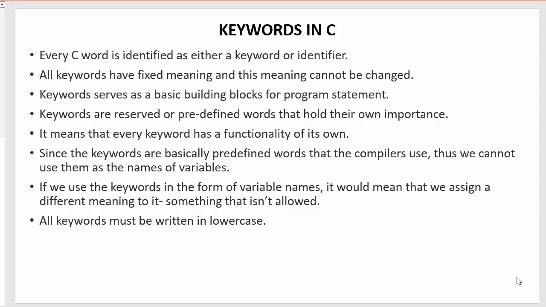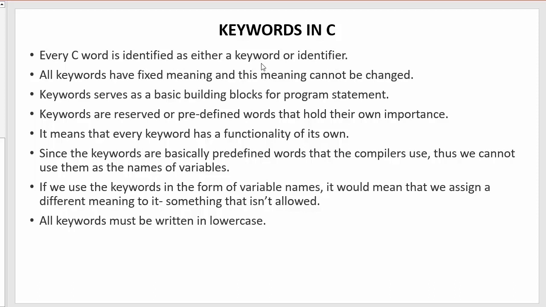So now let us start our discussion on this very simple and important topic, which is keywords in C. As you can see, I have listed down the points, and with the help of these points we'll try to understand this concept. The first point is every C word is identified as either a keyword or an identifier. So every word that you encounter in any C program can be considered as an identifier or a keyword.